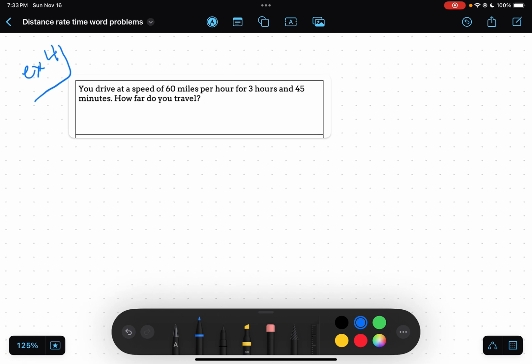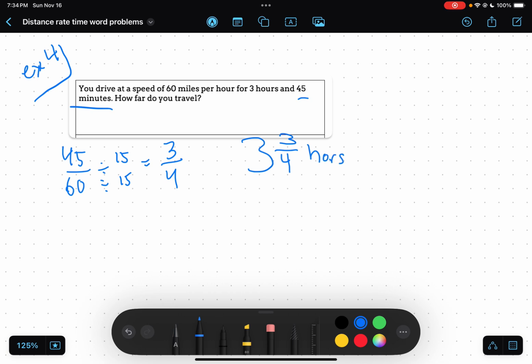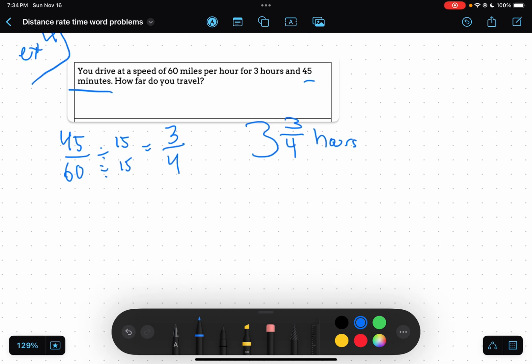You drive at a speed of 60 miles per hour for 3 hours and 45 minutes. So we just did 45 minutes. We found out that 45 minutes, if I divide them both by 15, is 3/4 of an hour. So this is 3 3/4 hours. So there's many ways to solve this problem. I'm going to do it one way, but you guys can definitely be thinking about your own ways.